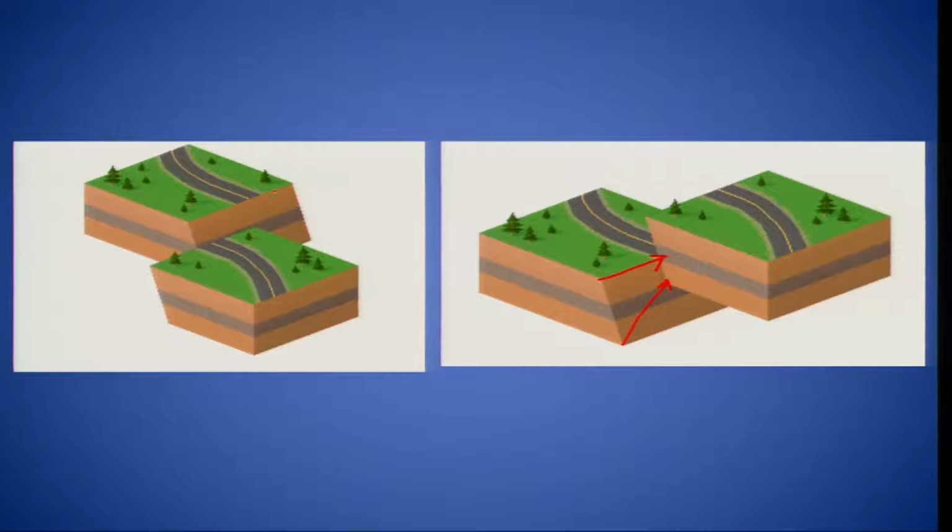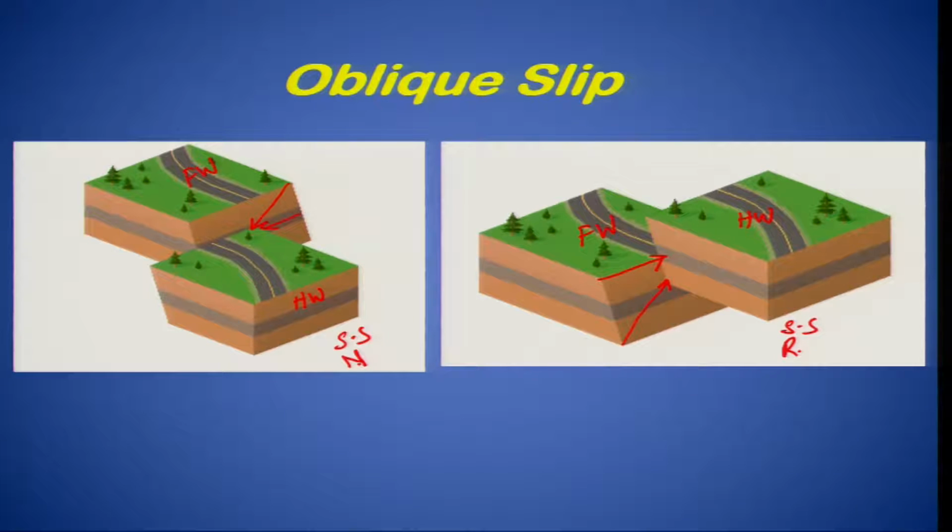Here also the movement which has occurred is like this, and the movement has occurred along the strike also. So, this block has moved down, this is your hanging wall, this is your foot wall, this is your hanging wall, this is your foot wall. This one has the strike slip as well as the reverse component. Here you have strike slip as well as a normal component. So, in general we call these oblique slip faults.